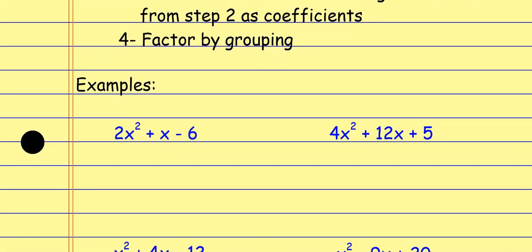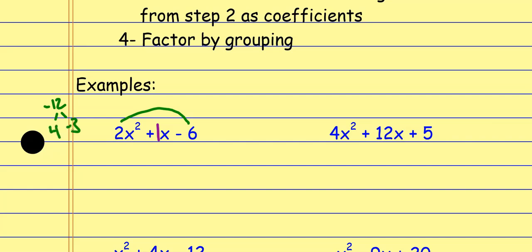But here it is in practice. Remember, I build a bridge, so I do the 2 times the negative 6. And I have to include those signs as I build the bridge, so that's a negative 12. All right? So now I need two numbers that multiply to a negative 12, but add to the middle number, which is right here, it's a 1. Okay? And notice it's a positive 1, so I need two numbers that multiply to a negative 12, but add to a positive 1. So that's a positive 4 and a negative 3.